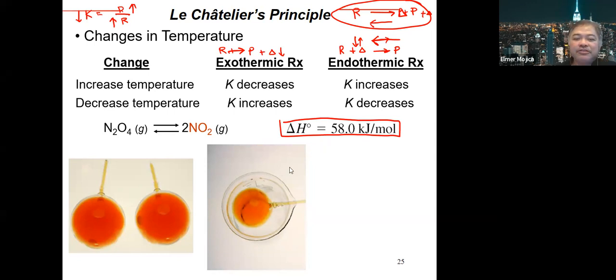Okay? So if you're going to look at the system, so what does this mean? Saan siya magbabrown? Pag mainit or malamig? When do you expect it to be brown? When it is high temperature or hot condition or low temperature or cold condition? Okay. How about the others? Isa lang sumagot.